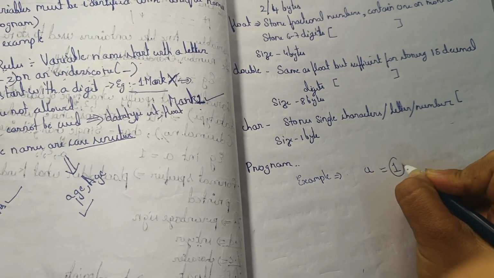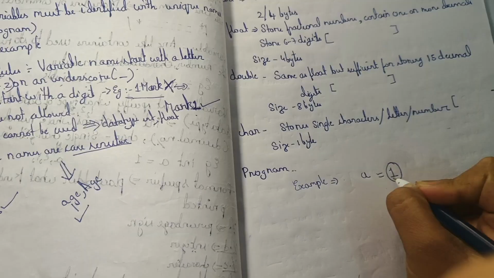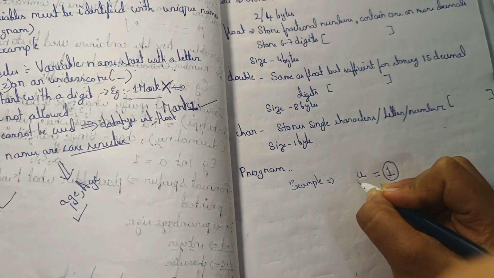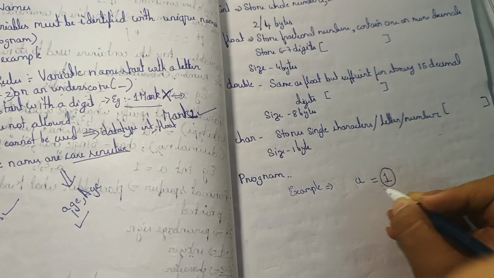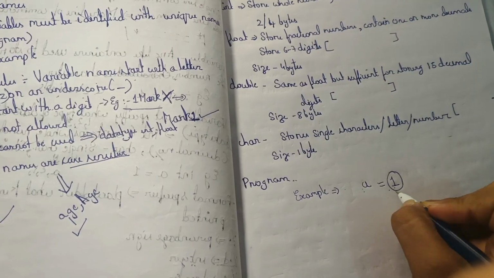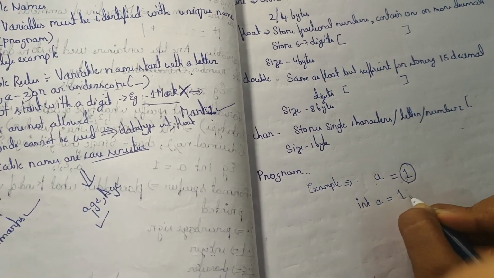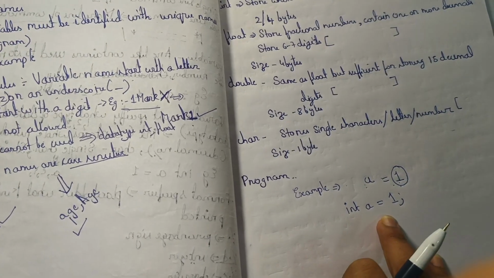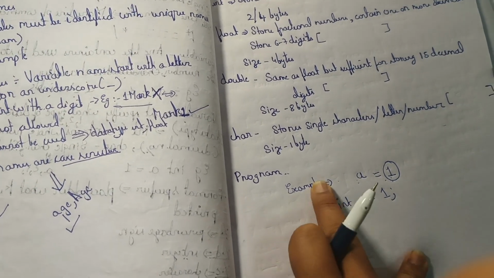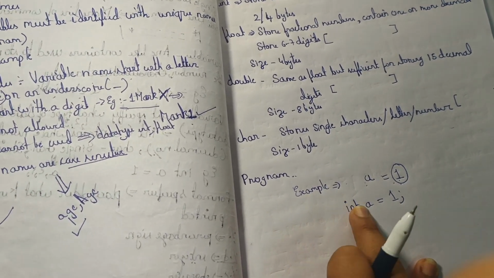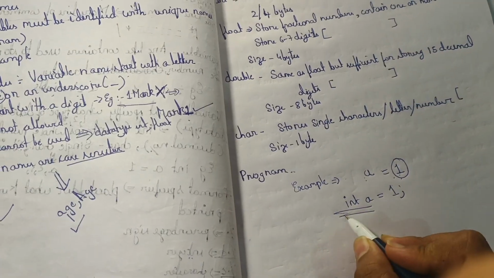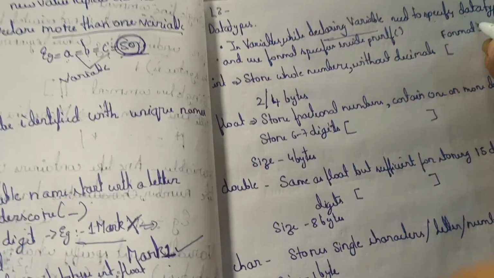It means it's storing the value 1. We are assigning the value to a variable. So what is this? It's an integer, a whole number. So int A is equal to 1. Whenever we declare the variable, we need to specify the data type, that is integer. That means all whole numbers, okay? The data type is integer.